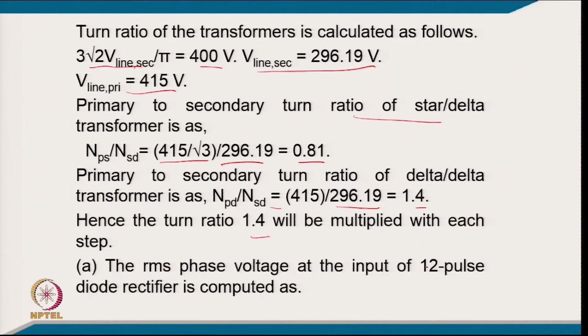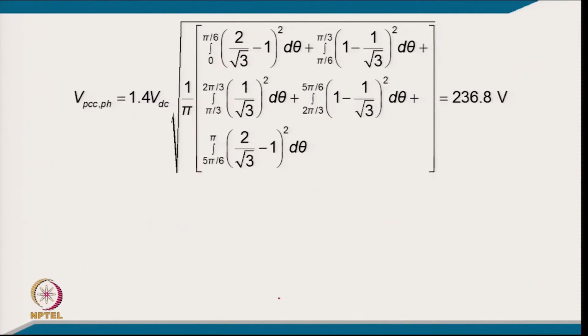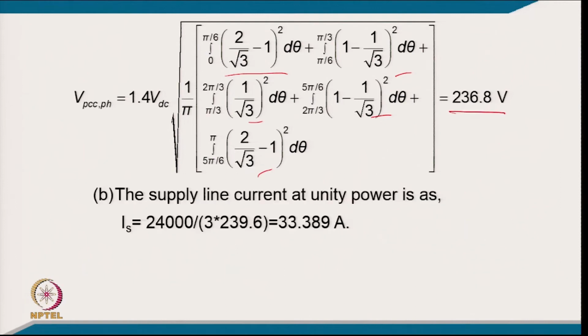So, the RMS phase voltage at the input of the 12 pulse diode rectifier is computed from this relation, that comes to 1.4 VDC under root 1 by 2 pi or 1 by pi, taking a segment only for a half cycle. So, 0 to pi by 6, this is the typical segment in terms of VDC. That is the second segment, this is the third segment, this is the fourth segment, this is the fifth segment, and that gives the RMS voltage at PCC equal to 236.8 volt.